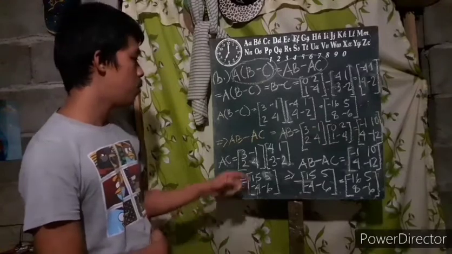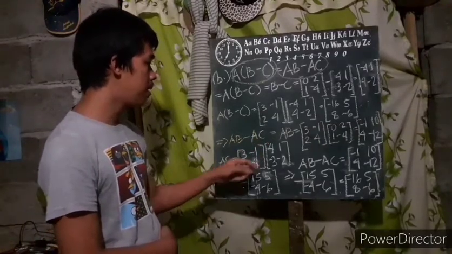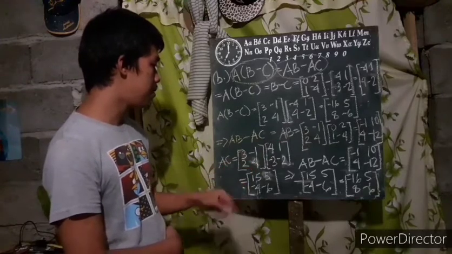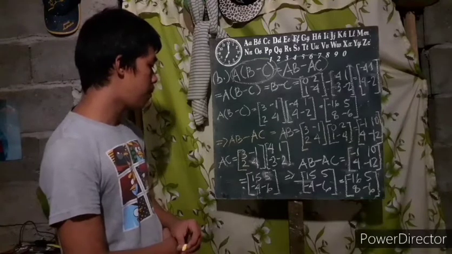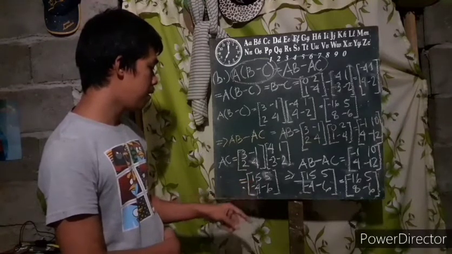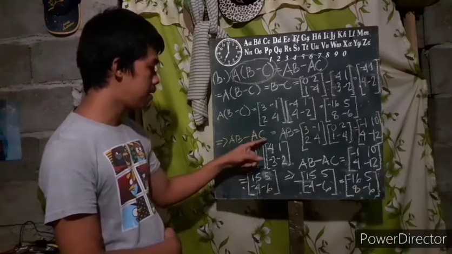So next we need to find AC here. We all know the matrix of A is this, then the matrix of C is this. So we come up with the answer of 15, 5, negative 4, and negative 6, just by multiplying this.